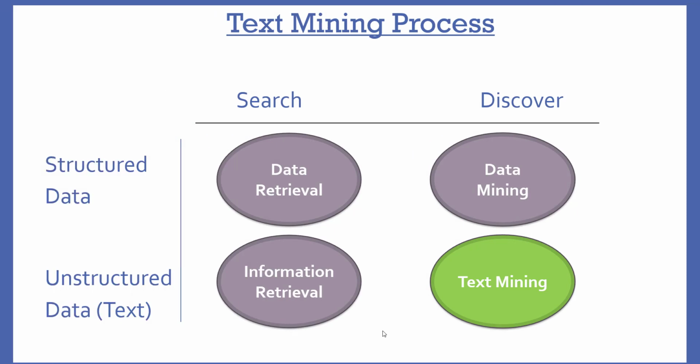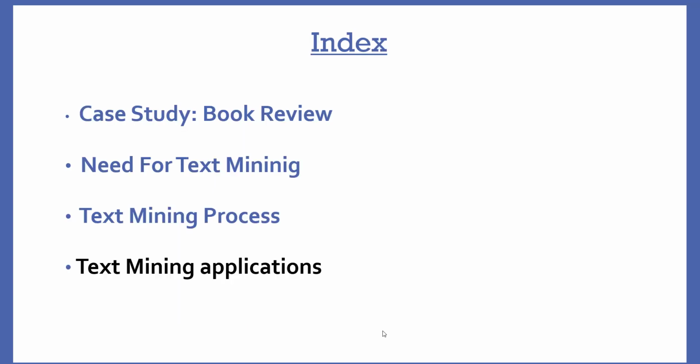Now here is the difference between searching for information on the web and discovering trends in your data. As far as structured data is concerned, that is data in the form of columns and tables, search means data retrieval, whereas discover means mining the data and finding the trends and patterns in the data. Similarly, for unstructured data, that is text data, when you do a Google search, all you get is information, but you need to do proper text mining on your unstructured data to find out trends and patterns in your text data. Now let's look at the different applications of text mining.